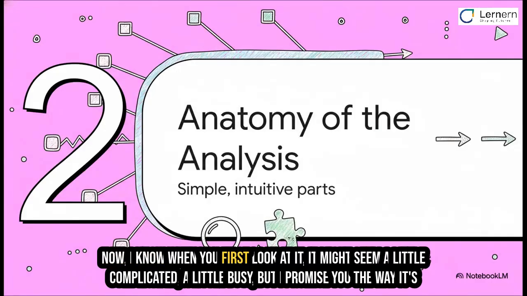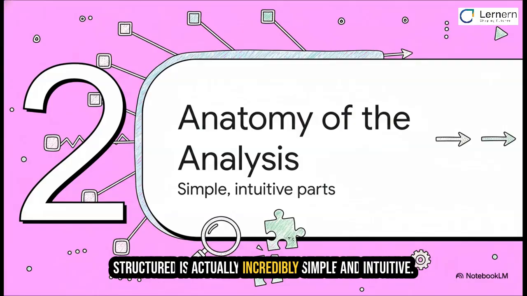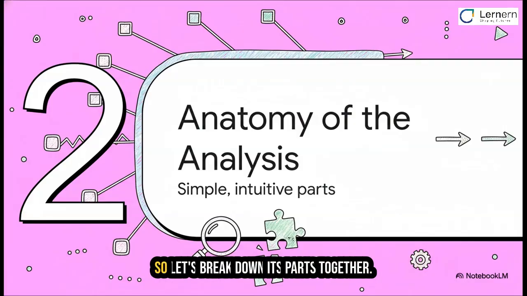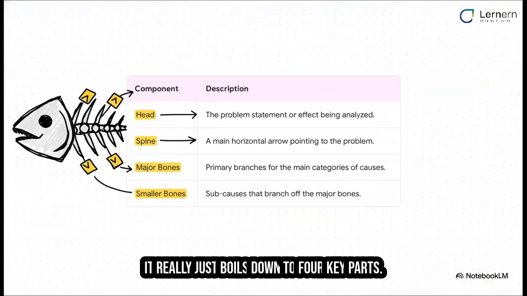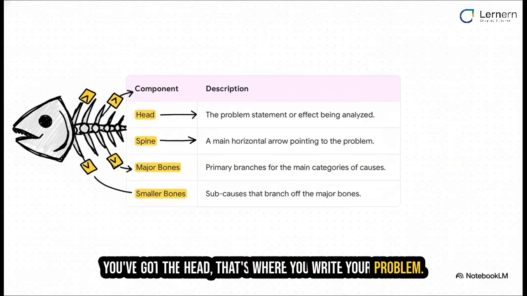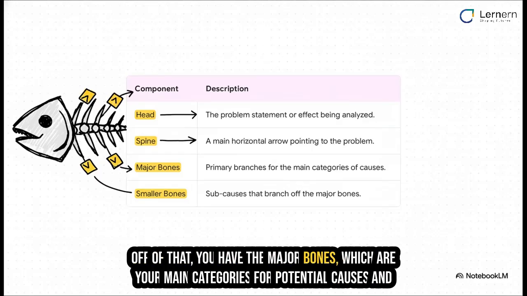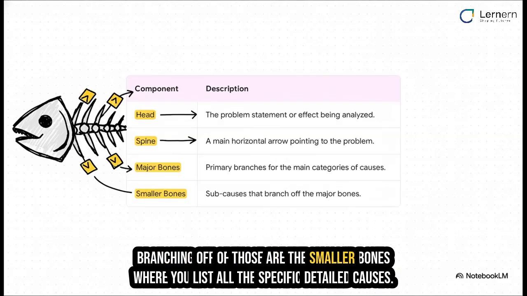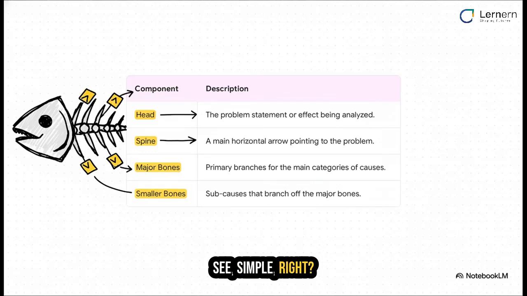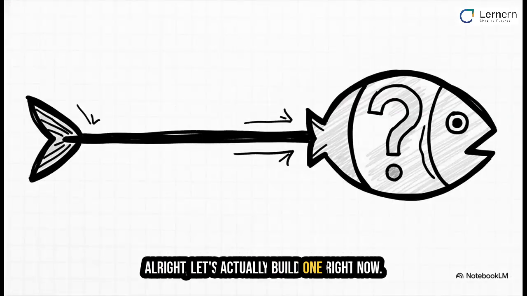Now, I know when you first look at it, it might seem a little complicated, a little busy, but I promise you, the way it's structured is actually incredibly simple and intuitive. So let's break down its parts together. It really just boils down to 4 key parts. You've got the head, that's where you write your problem. Then there's the spine, the main arrow pointing to it. Off of that, you have the major bones, which are your main categories for potential causes. And branching off of those are the smaller bones, where you list all the specific, detailed causes. See? Simple, right?